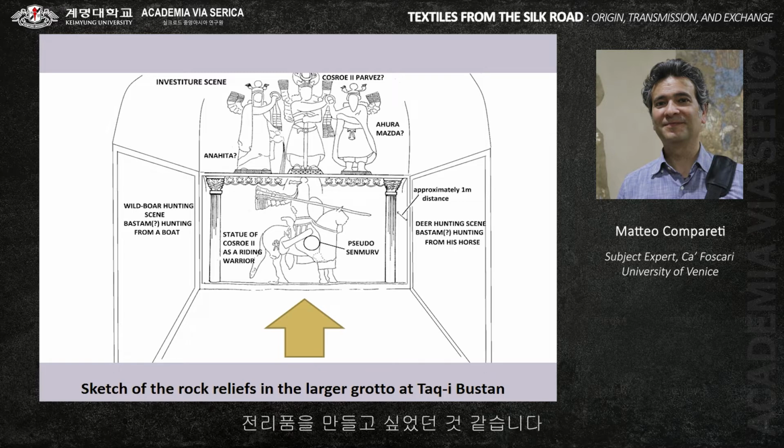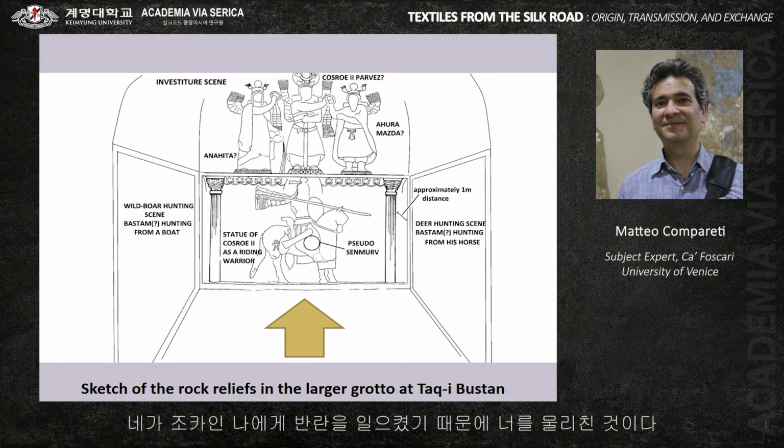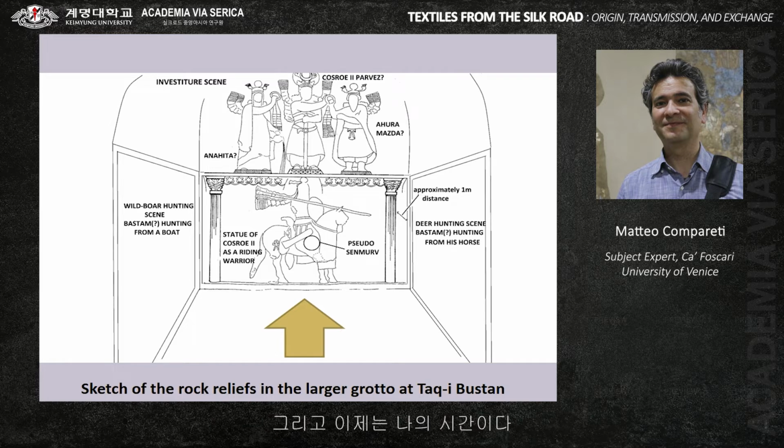Well, probably he wanted to appropriate as a trophy something which belonged to his enemy, something which was probably protecting his enemy. Like to say, it was protecting you, now it is protecting me. I defeated you because you rebelled against me, your nephew, and now it's my time. I'm going to be glorified with this Farn, not Senmurv motive.